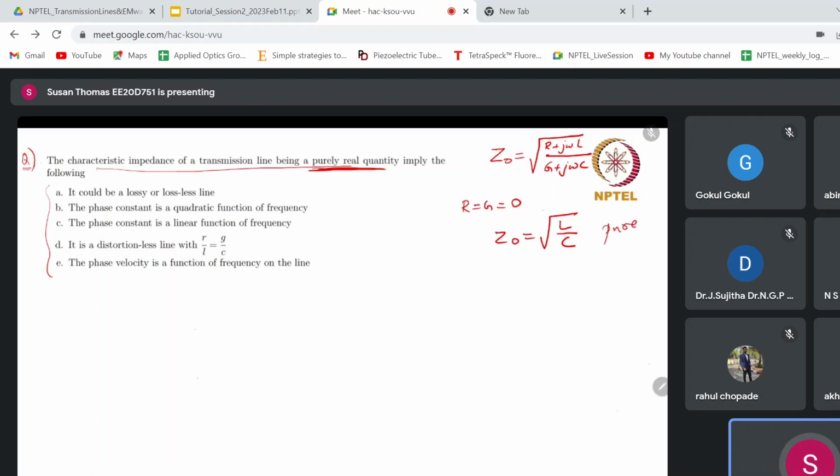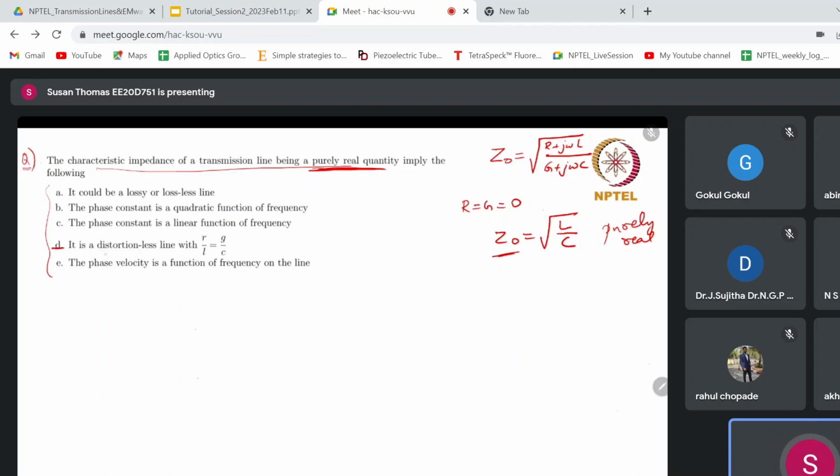Now, is there any other chance for this Z naught to be purely real? That is the understanding which you should have. When the frequency is very small compared to the resistance and conductance, that is, omega L is less than R. Okay. Somebody has answered option B. So let's see what is option B.